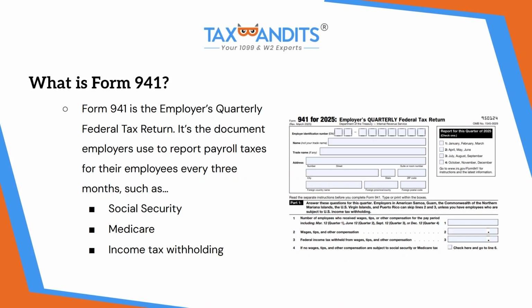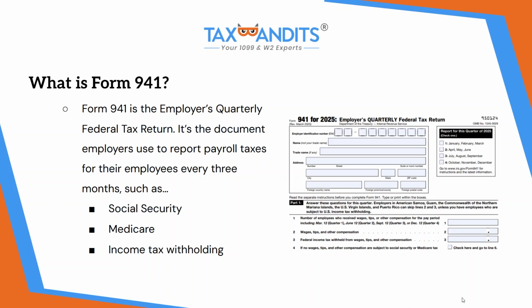As you may already know, Form 941 is the employer's quarterly federal tax return. It's the document employers use to report payroll taxes, such as Social Security, Medicare, and income tax withholding for their employees every 3 months. Basically, Form 941 is like your business's report card for the quarter. It's a simple, no-nonsense report you send to Uncle Sam to show how much you paid your employees in wages and how much Social Security, Medicare, and federal taxes you've collected and already sent in.